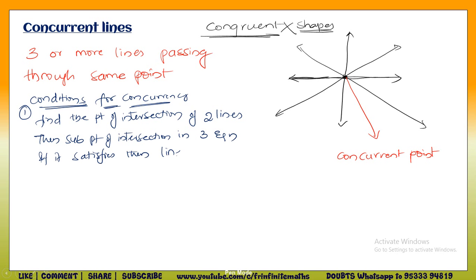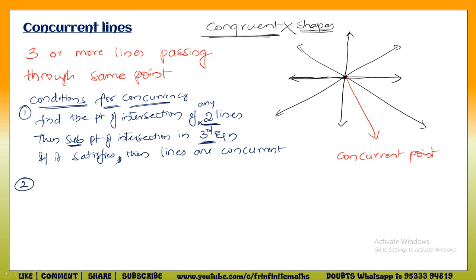So the first condition is: find the point of intersection of any two lines. You can consider any two lines, then substitute the point of intersection in the third equation, the one other than these two lines. If it satisfies, then we say that the lines are concurrent. Okay, so this is one approach by which we can say that lines are concurrent.